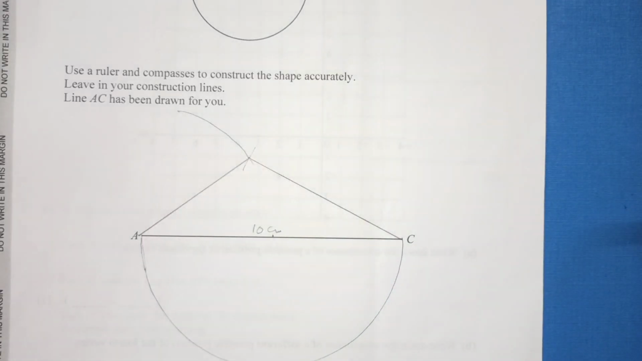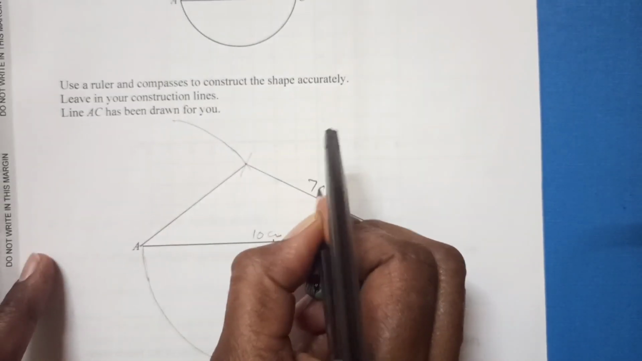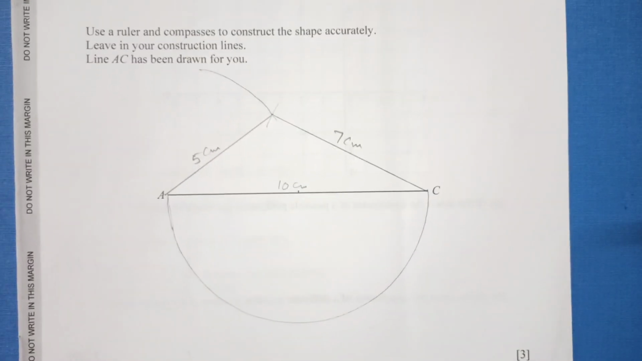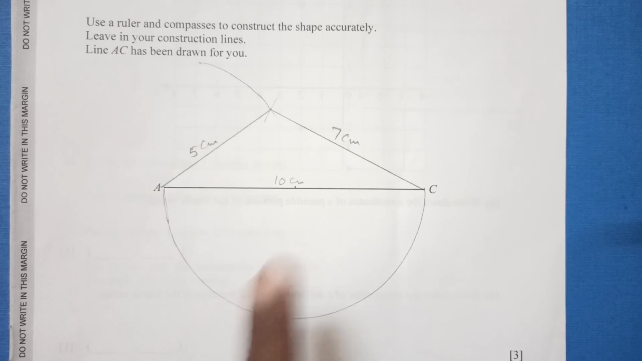So that's the construction. We can label it. This is 7 centimeters and this is 5 centimeters. We need not rub out these lines. We need to leave the construction lines.